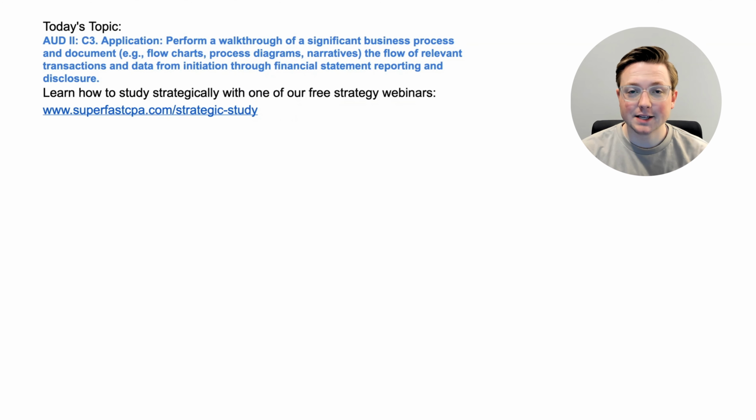I'm Logan, and in today's video, we're going to be going over Audit Area 2, Section C3. This is an application topic: perform a walkthrough of a significant business process and document, such as flowcharts, process diagrams, narratives, that would be the type of documentation. The flow of relevant transactions and data from initiation through financial statement reporting and disclosure.